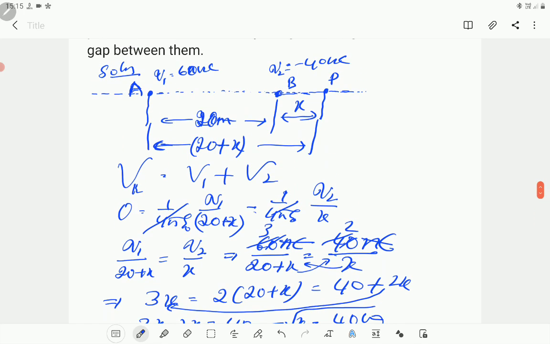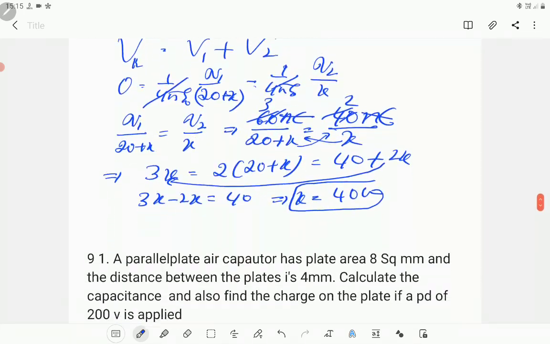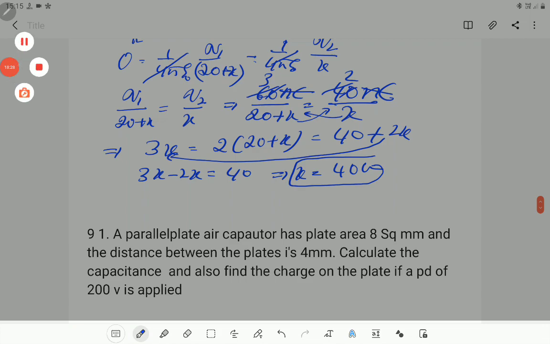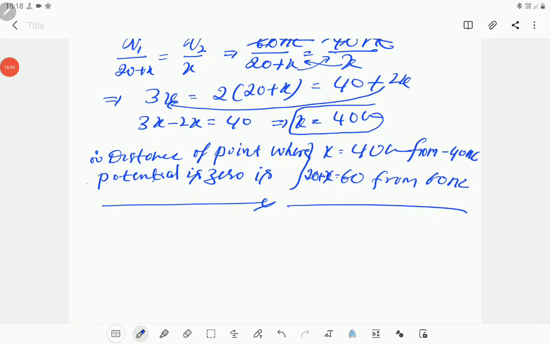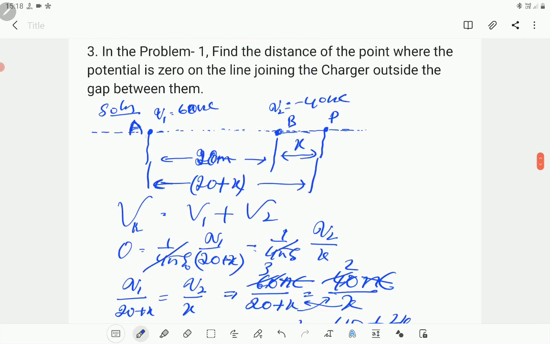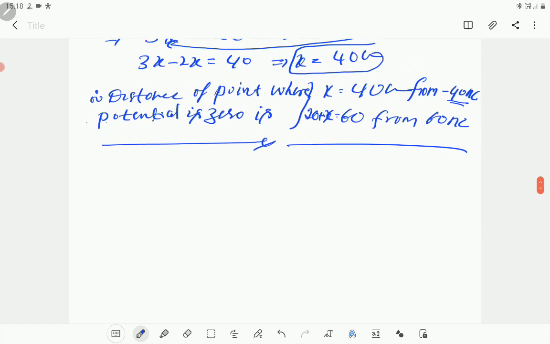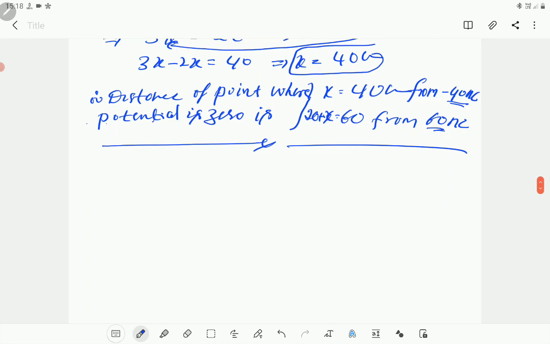You are writing in centimeters, the answer also is in centimeters. So finally, how do you present your answer? Distance of the point where potential is 0 is x, 40 centimeter from minus 40 nanocoulomb, and 20 plus x, because from here to here it is 20 and further x, so the total value is x 40 plus 20, 60 centimeter from the second charge, which is 60 nanocoulomb.